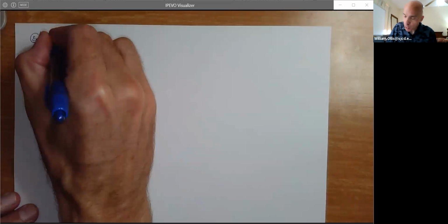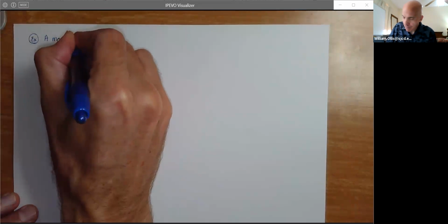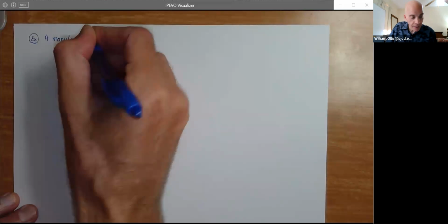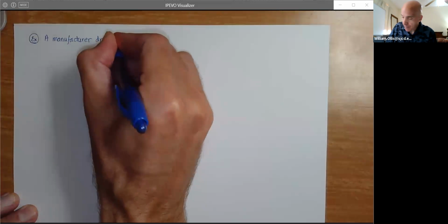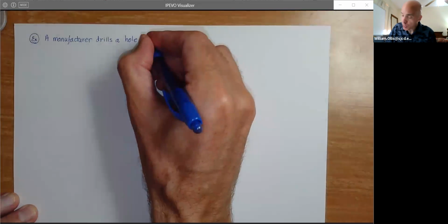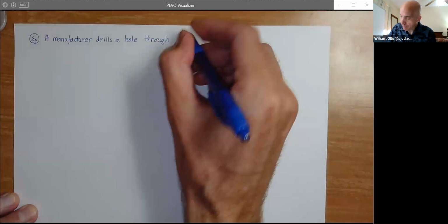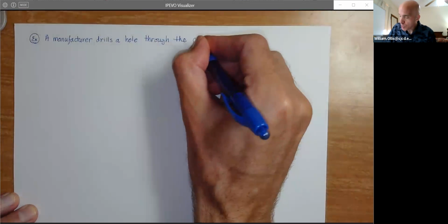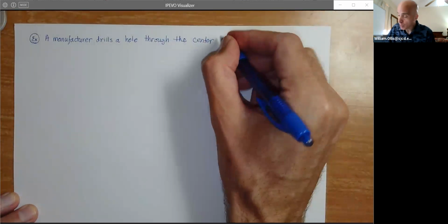A manufacturer drills a hole through the center of a metal sphere.